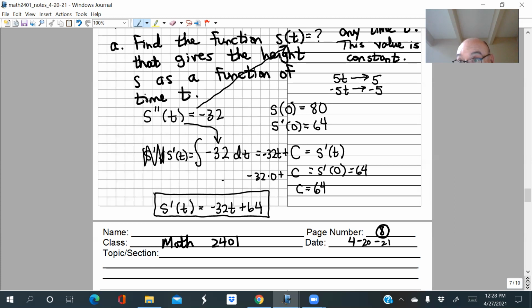Now, so that's nice. Unfortunately, that's not quite enough because I want to know what the original function is, right? I don't want s prime of t. I want just plain old s of t. So how do you get backwards to s of t? Well, you know its first derivative. So what do you do with the first derivative to get the original function? What's the process called again?